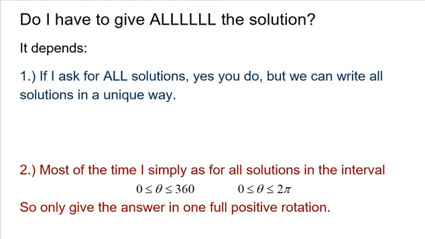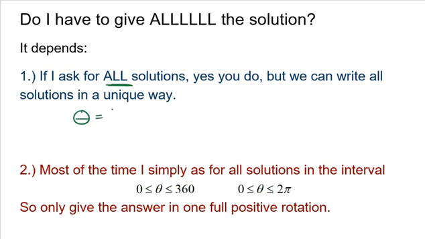So do I give all the answers? I mean, how do I write a solution if there's infinite answers? Well, okay, this is where we have to make sure we read the directions. If a question asks for all solutions, then yes, you do have to give all solutions. But obviously, it's impossible to write down an infinite number of solutions. This is where we use our brain.